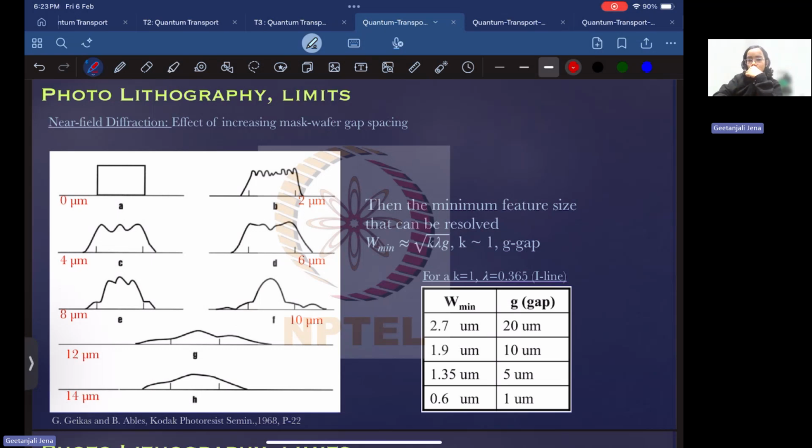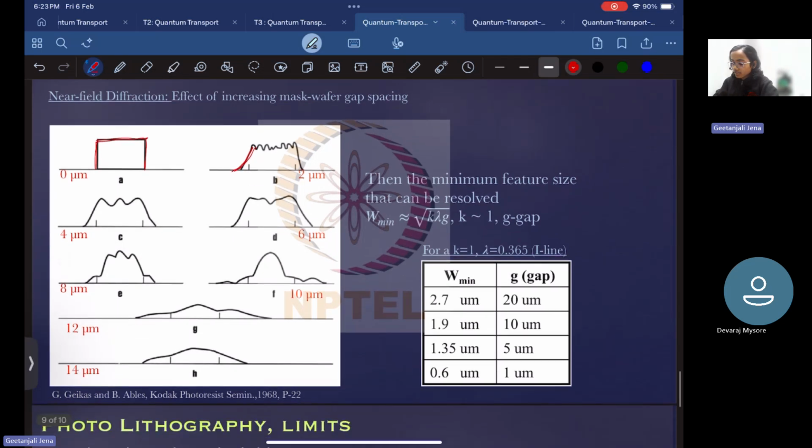But most of the time it is not the case. We have the diffraction effect, like near field diffraction for contact and sub-contact mode, and far field diffraction for the projection mode. They spread out the beam and spray it because of the bending of the light, so the sharp design we want, let's say this rectangular design, gets sprayed out, and when we increase the distance, the spreading becomes more and more.